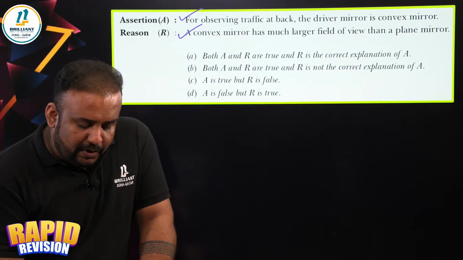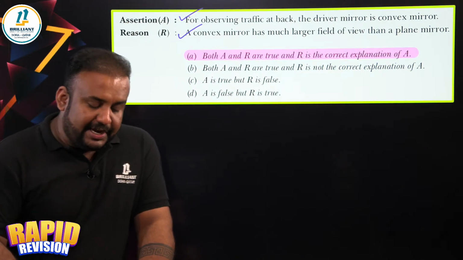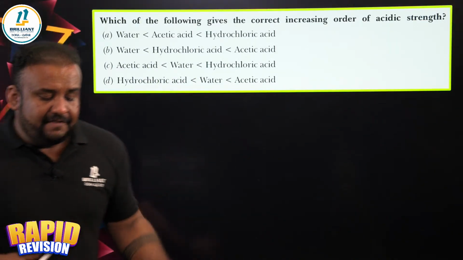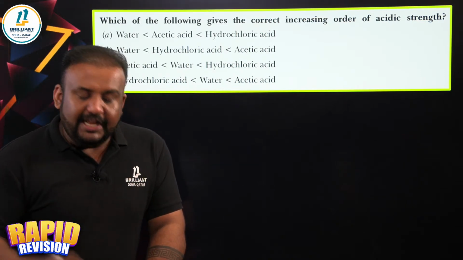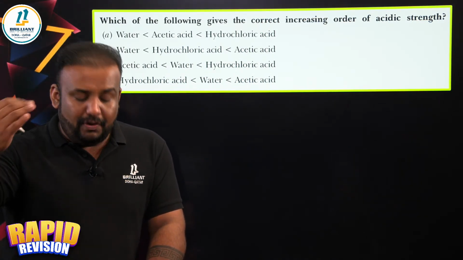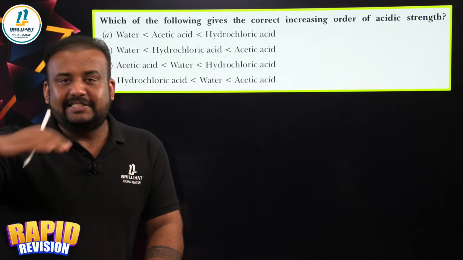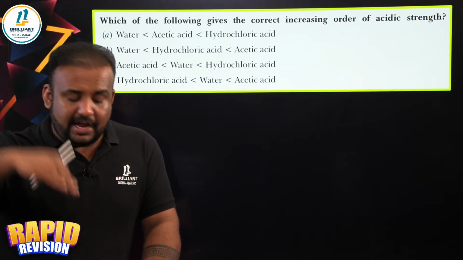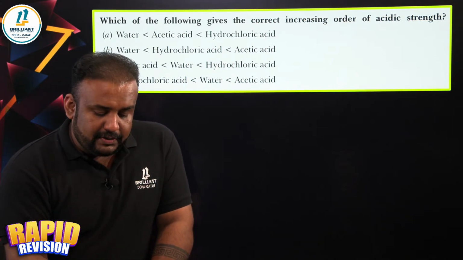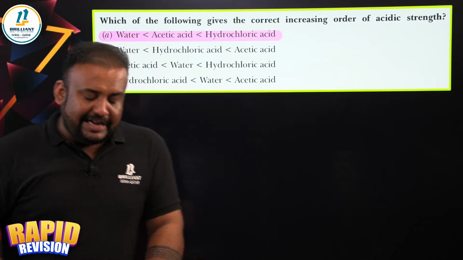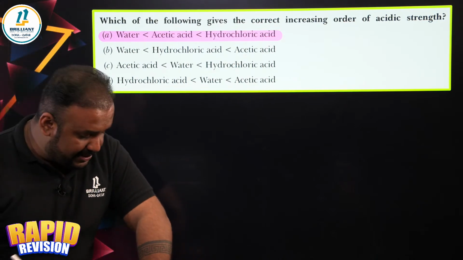Right. So both A and R are true, and R is the correct explanation of A. Next, which of the following gives the correct increasing order of acidic strength? Water, acetic acid, hydrochloric acid. You know, water is kind of a neutral substance. Acetic acid is an organic acid, which is weaker. Hydrochloric acid is an inorganic acid, which is very strong. So the order will be water, acetic acid, and hydrochloric acid.